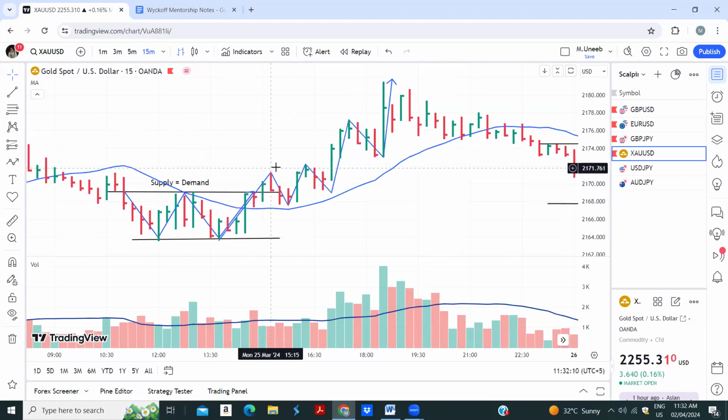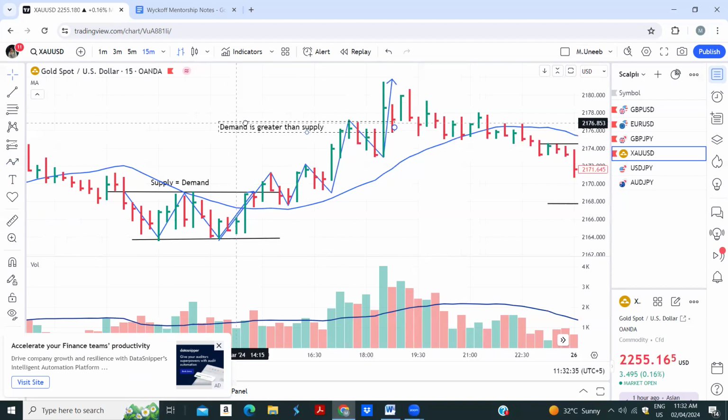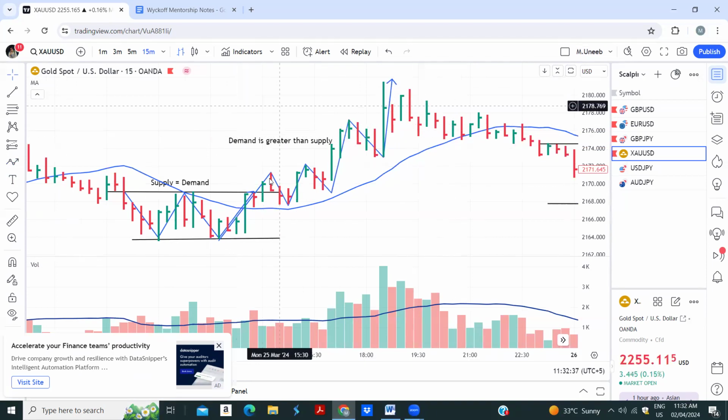Here, the demand is greater than supply, so the price is moving up. So we can say here at this point, demand is greater than supply. All right, demand is greater than supply, so the price is moving up.